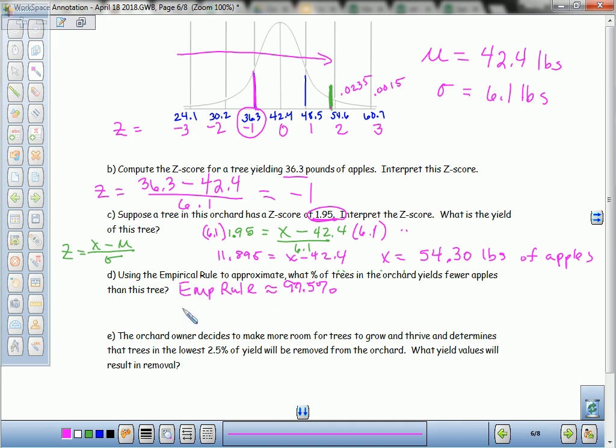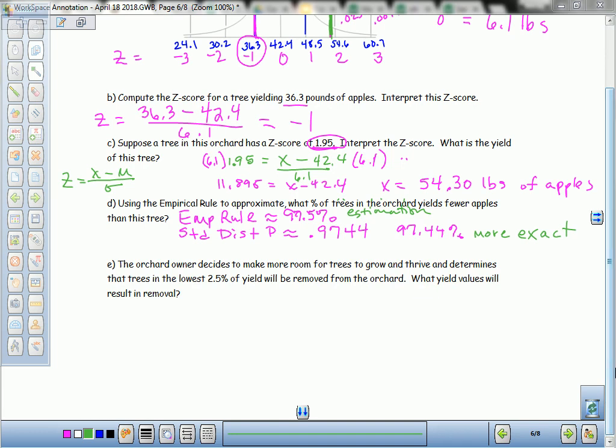We get 0.9744, which would be 97.44%. So this is our estimation, 97.5. This is our more exact answer, 97.44. So the empirical rule gives us an estimation. Using our standard normal distributions with our probabilities gives us a more exact answer. But they're pretty close, aren't they? Yeah.